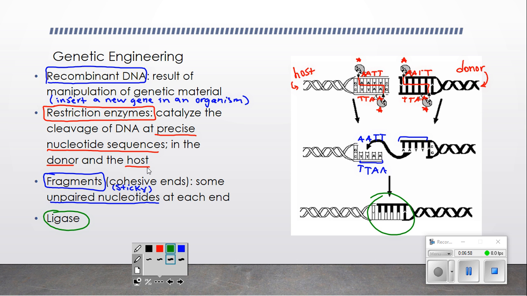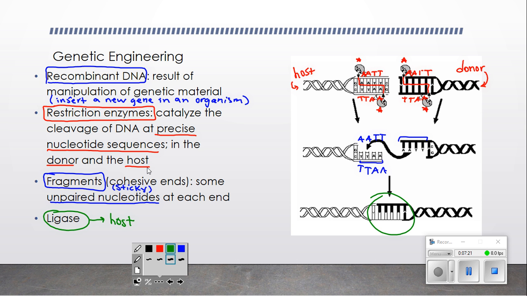Now, this is the very basic way that genetic engineering works. Recombinant DNA is what we're going for. It's the goal. It's what I want to get. Restriction enzymes are what we use to cut things, to give us fragments. Ligase, which is the last one, we generally only use in the host.